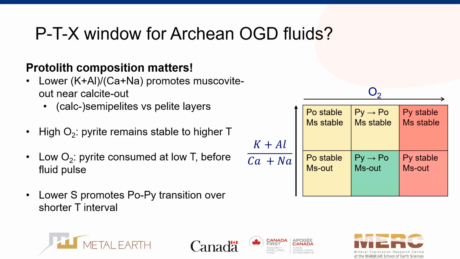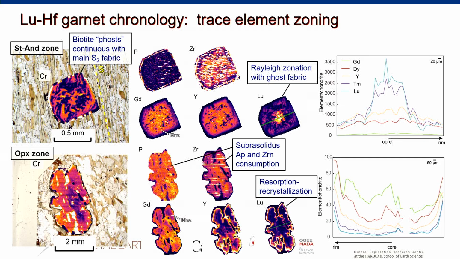So it's basically showing that there are very specific conditions where you would maximize fluid production at the same time as sulfide consumption. Okay, so can we tie ages to the fluid, the metamorphic path?